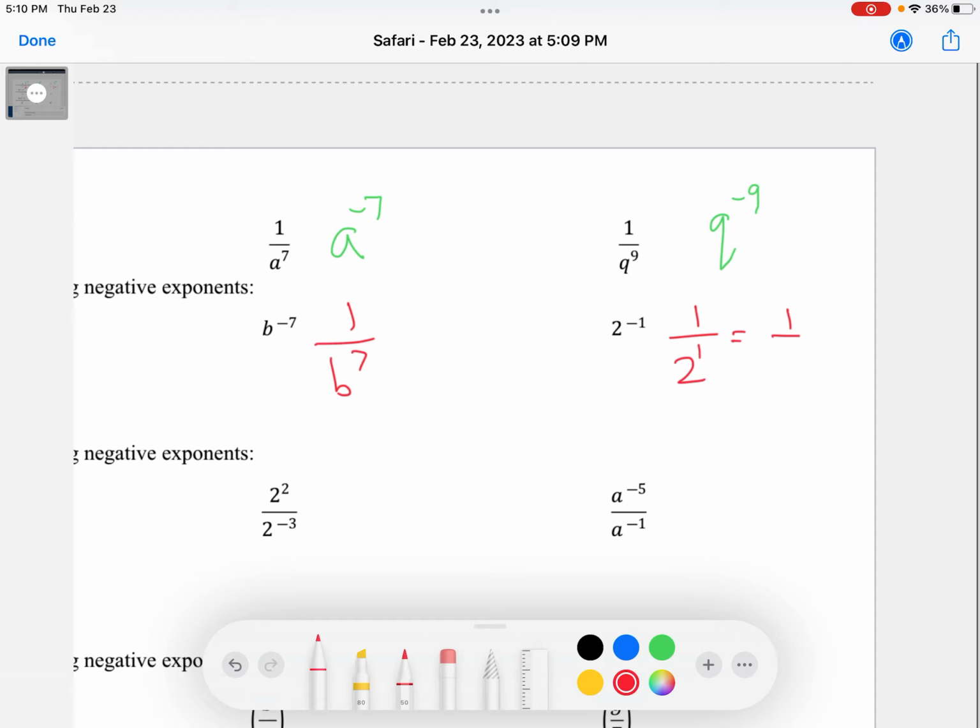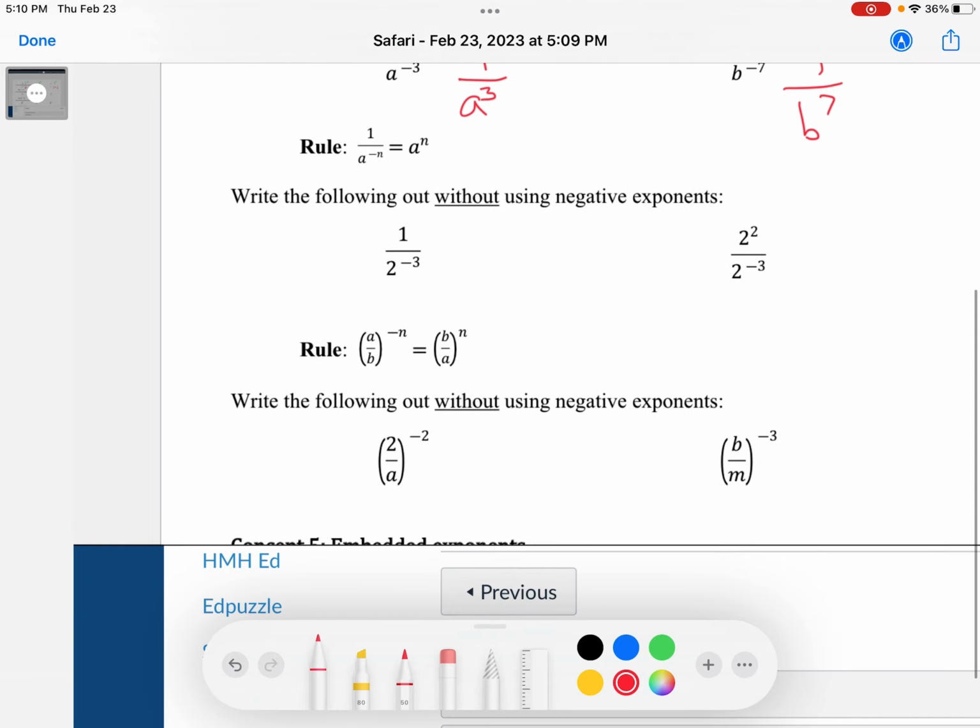And in fact, that's just 1/2. Okay, so let's go ahead and do these fun problems. 1 over 2 to the negative 3. Well, here we can actually do this. 1 is the same thing as 2 to the 0th. So that's 2 to the 0th minus what? Minus that thing, which is negative 3. A negative and a negative are going to turn into a positive, and that's going to be 2 to the positive 3rd.